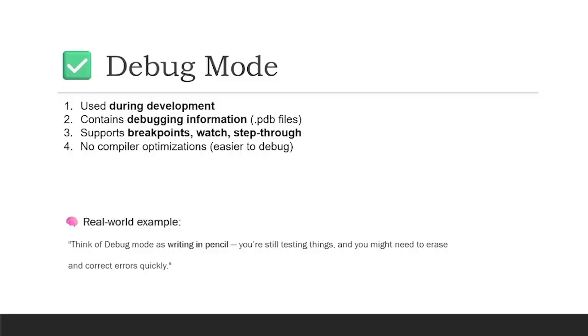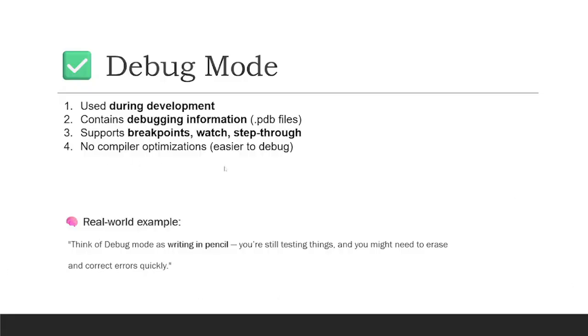In debug mode, Visual Studio compiles your code with additional information that helps you debug. It basically helps you figure out where your error happens. With the help of debug mode, you can figure out your error messages, and you can check runtime variables. Think of debug mode as writing with a pencil. You are still testing things, and you might need to erase and correct errors quickly.